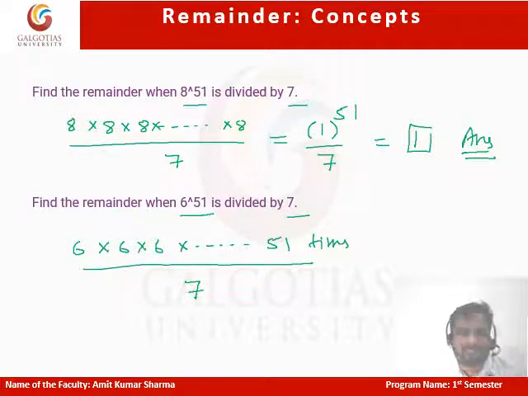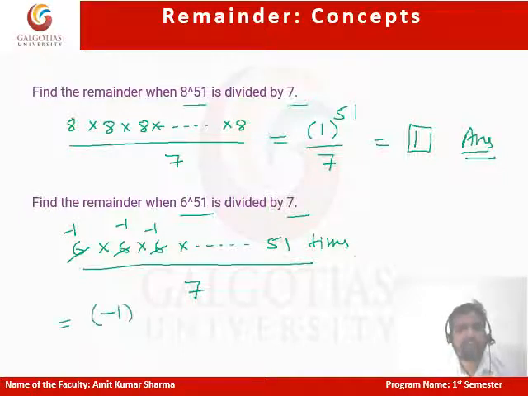But can I say remainder is 1 less? 6 is what? 1 less than 7. So here we can say remainder is minus 1. Here also it is minus 1. Here also it is minus 1. So finally it is going to be minus 1 raised to the power how much? 51 divided by 7. So finally it is minus 1 divided by 7.